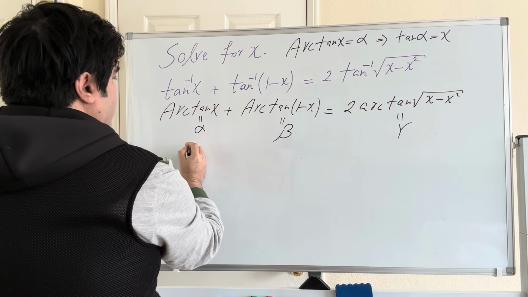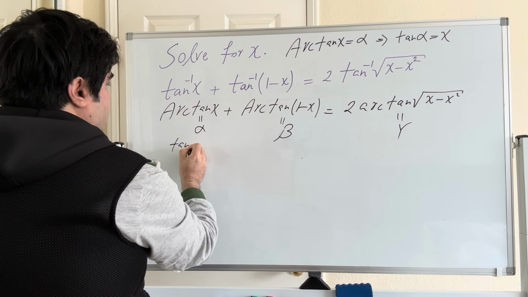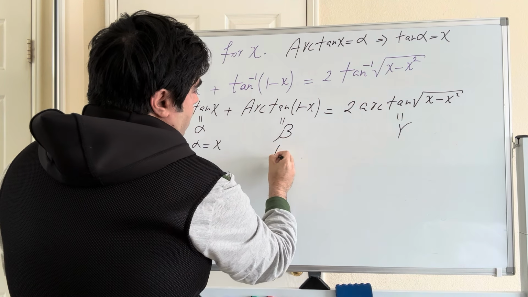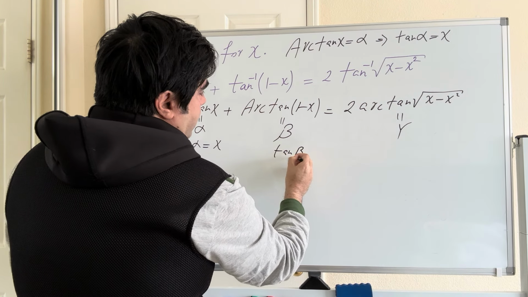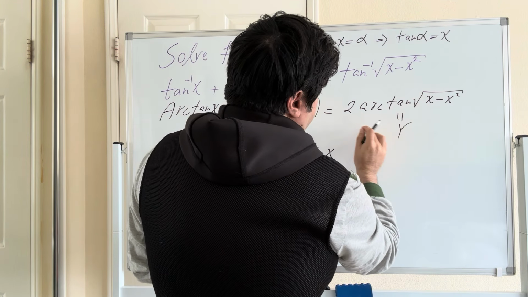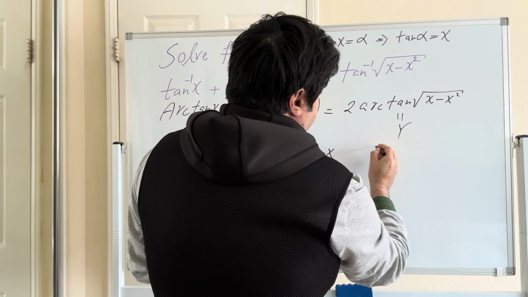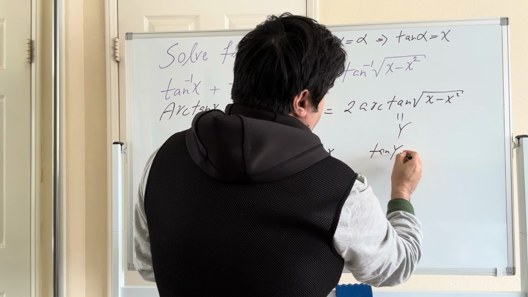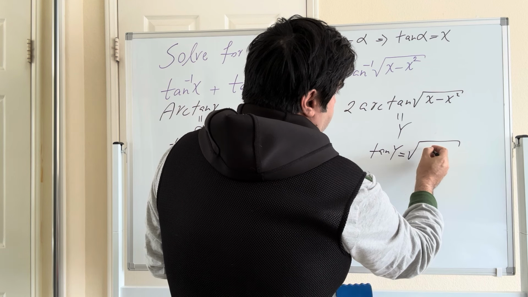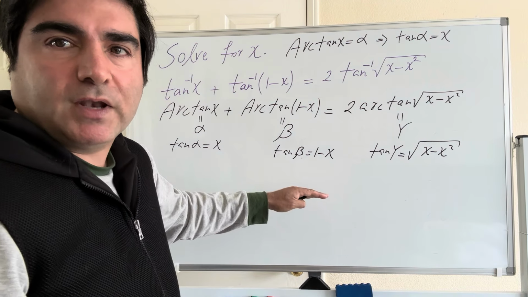So I'm going to write this as tangent of alpha is equal to x. This one is going to be tangent of beta equal 1 minus x. And for this one here, we're not including the 2. We're just looking at this inverse function. This is going to be tangent of gamma equal to the square root of x minus x squared. All right, so these are the relationships we have now established.